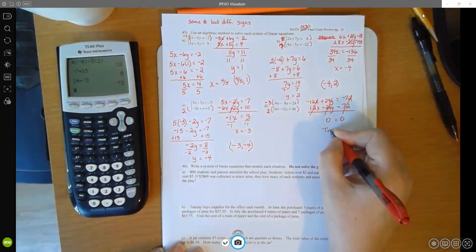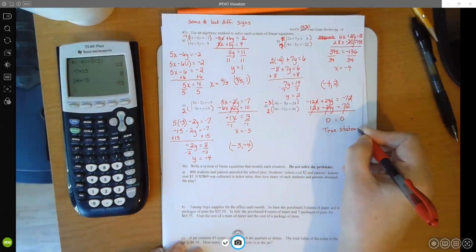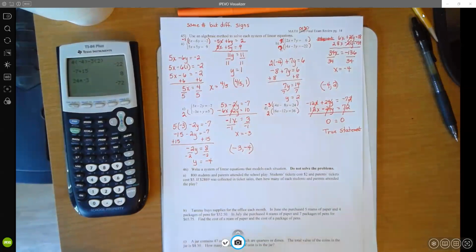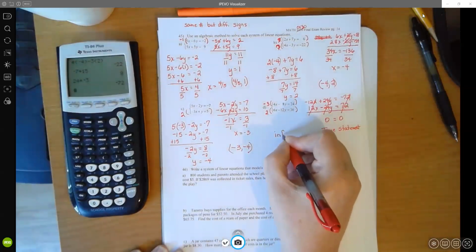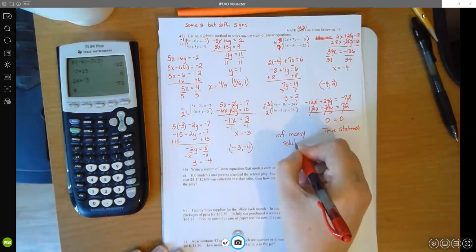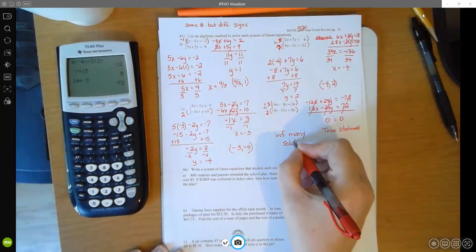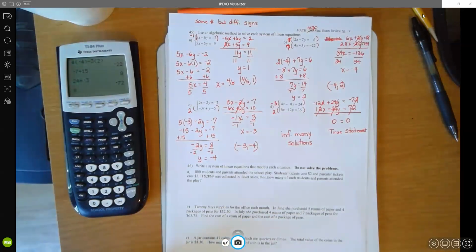That is a true statement. I ran out of room writing the word statement, but that says statement even if you can't read it. It is a true statement. That means whatever makes one of the equations true automatically makes the other equation true. And because it's a true statement, this means there are infinitely many solutions. I don't have to do anything else here other than write that.